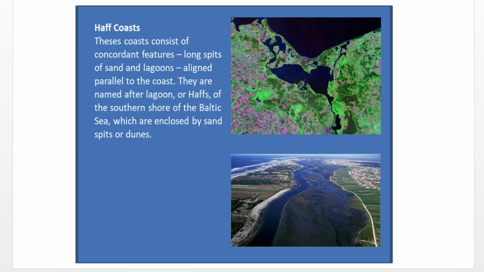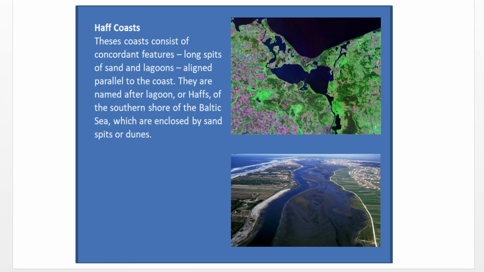But where the name half comes from is the Baltic Sea, the southern shore of the Baltic Sea, in parts of East Europe. Half is the word for a lagoon. A lagoon is a landlocked body of water that's full of seawater but is not the sea. So it's like a lake behind the sea that's made of brackish or salt water.